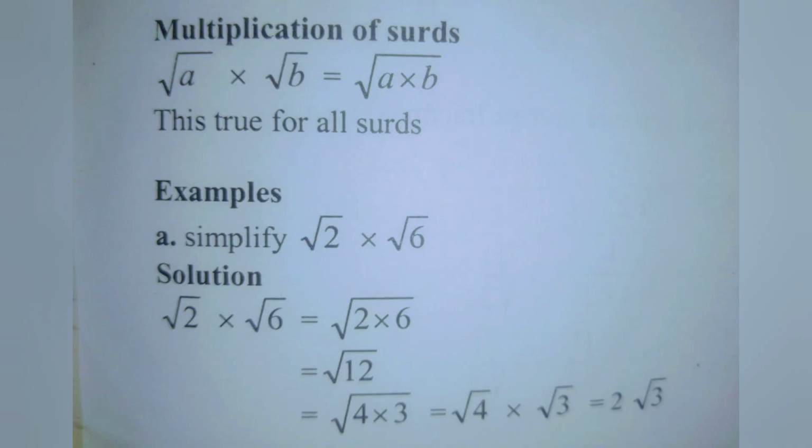Example. Simplify square root of 2 times square root of 6. Solution. Square root of 2 times square root of 6 equals square root of 2 times 6, which is equal to square root of 12. Since 12 has a perfect square factor, we simply solve root of 12 to be equal to square root of 4 times 3, which is equal to square root of 4 times square root of 3, also equal to 2 square root of 3.